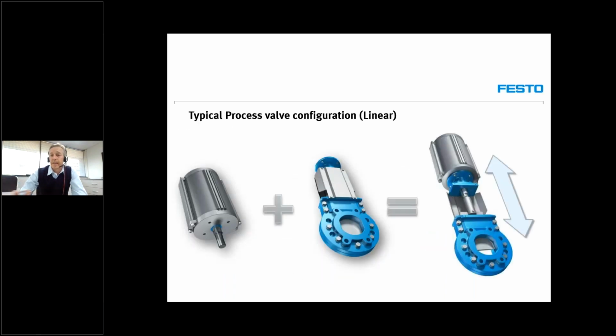If we now connect a linear actuator to a process valve like the knife gate valve in the picture, the process valve can be actuated by the linear actuator, moving forward and backwards, and we have an actuator valve configuration as you will find it in your plant.